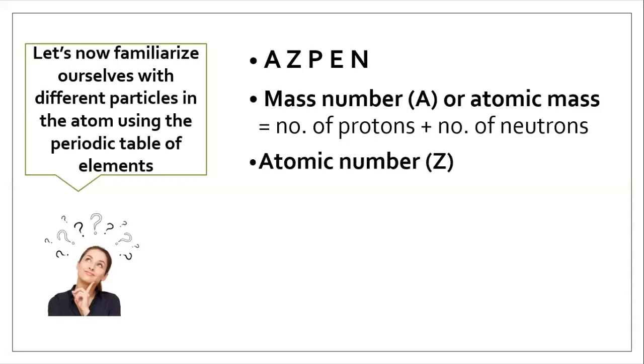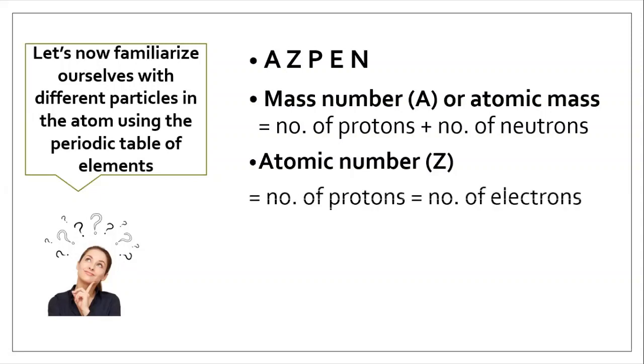For letter Z, that is what we call the atomic number. To make it easier to remember and compute, just remember that the atomic number of an element is also the same as the number of protons, which is also equal to the number of electrons. Whatever the atomic number of an element is, that is also its number of protons and electrons. I'm going to give you an example.